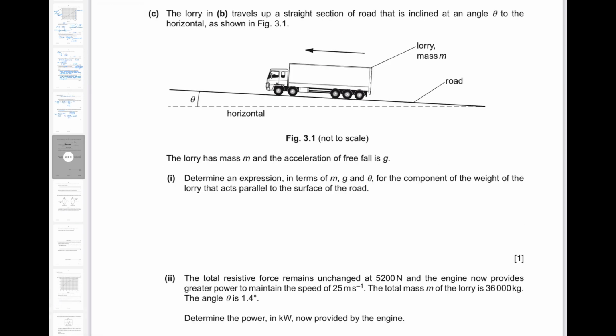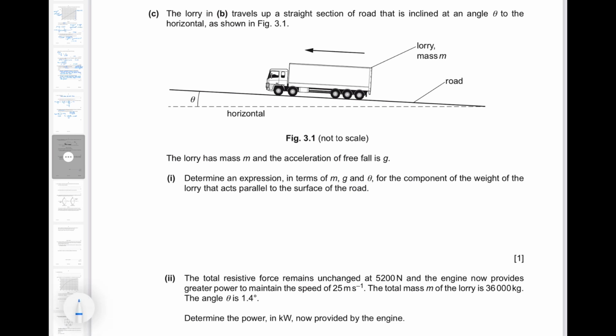C. The lorry in B travels up a straight section of road that's inclined at an angle theta to the horizontal as shown in figure 3.1. The lorry has a mass m and acceleration of free fall g. Determine the expression in terms of m, g and theta for the component of the weight of the lorry that acts parallel to the surface of the road.